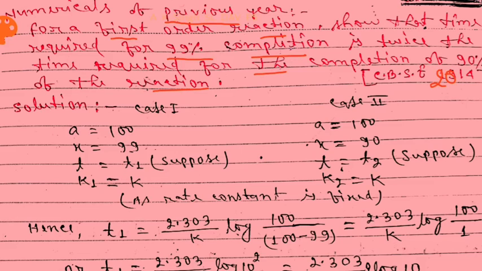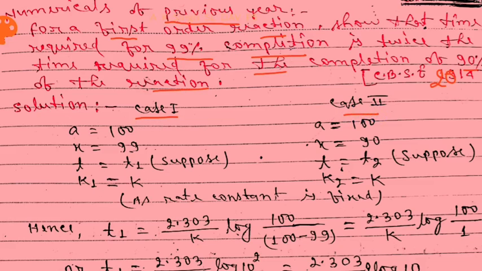Now, solution. The question is clear. The time required for 99% is just double the time required for 90% completion. So, there are two cases: one is 99% and the other is 90%. In the solution, write case first and case second.